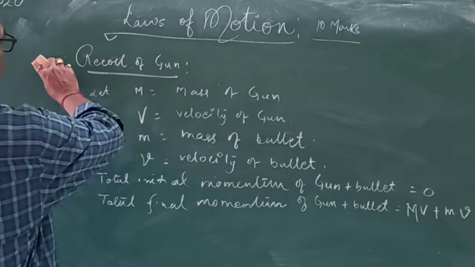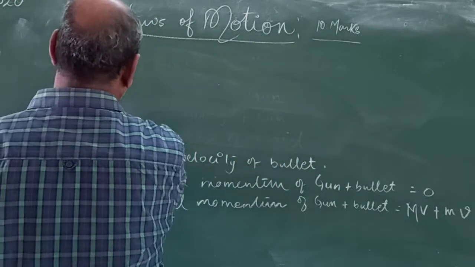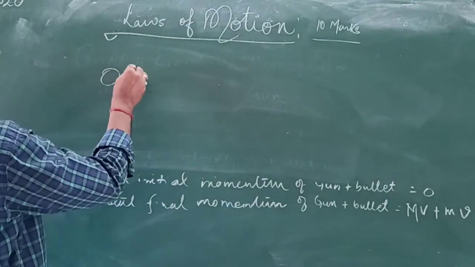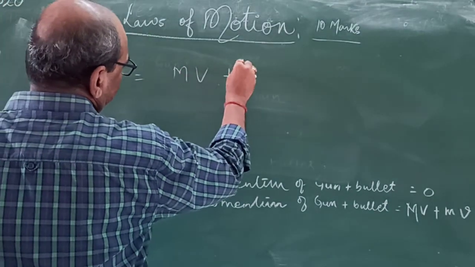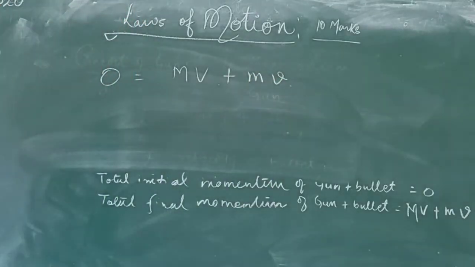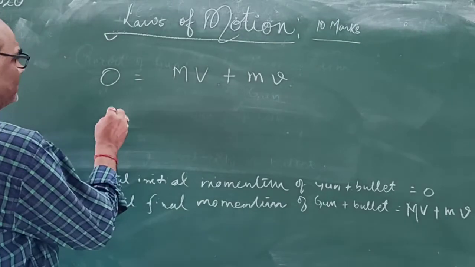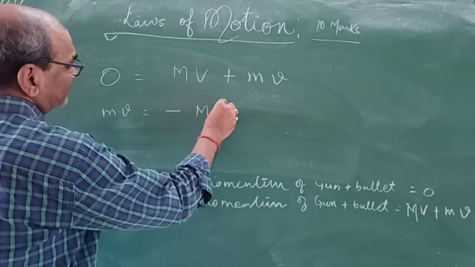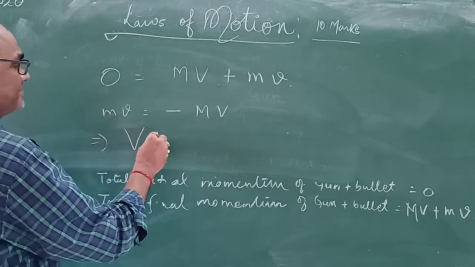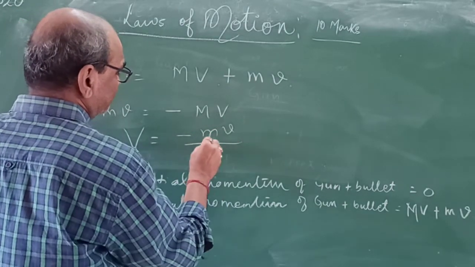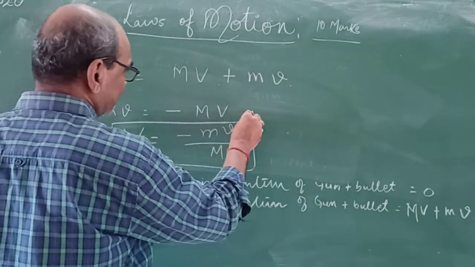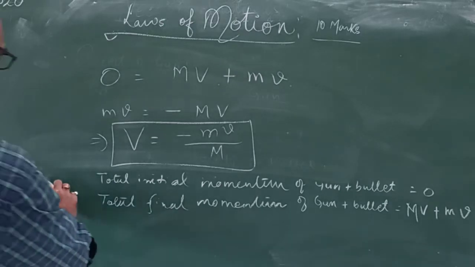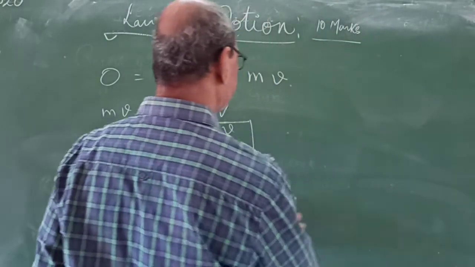Therefore, from the law of conservation of linear momentum, the total initial momentum is equal to 0, and the total final momentum is equal to capital MV plus small mv. Transposing the term, capital V is equal to minus small mv by capital M. This negative sign indicates that when a bullet is fired from the gun, the gun recoils, moving in the backward direction.